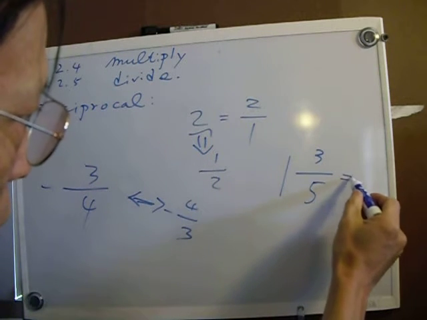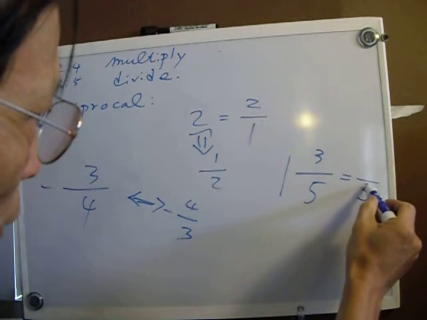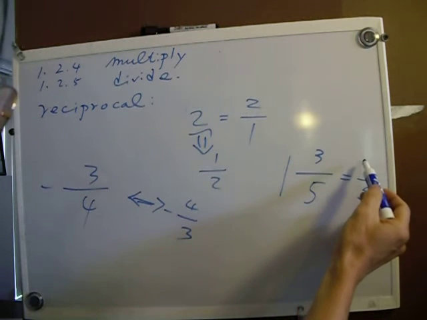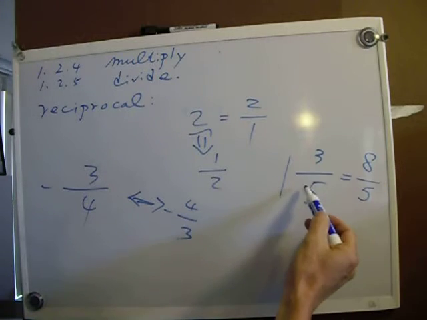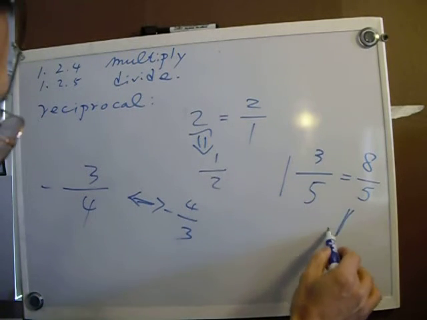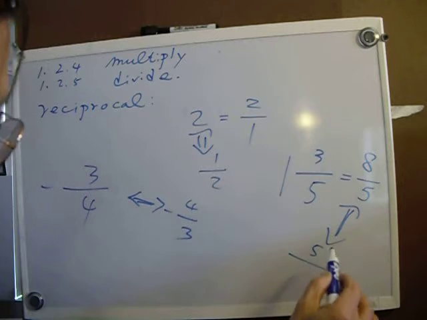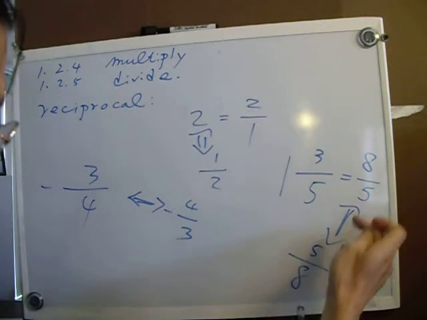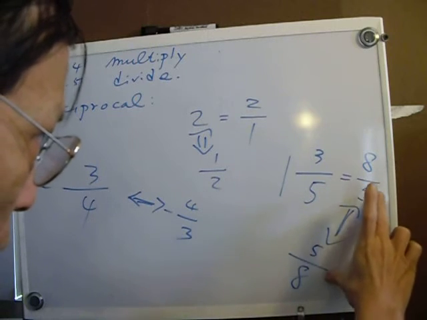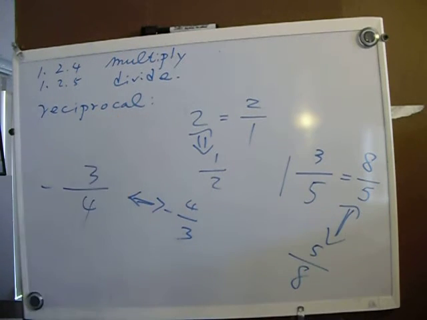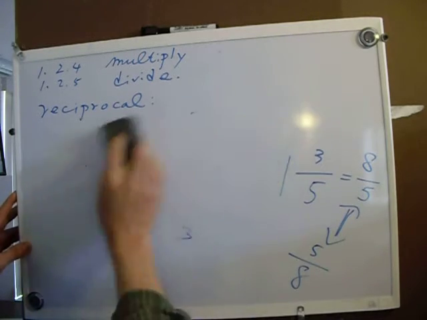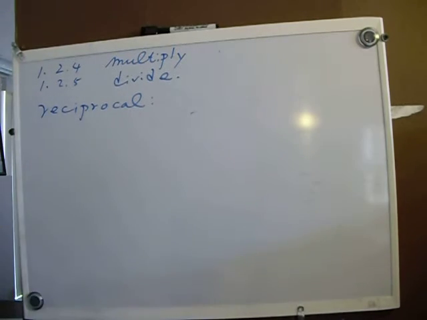How do you change a mixed number into a reciprocal? The first step is to change it into an improper fraction. 1 times 5, add 3, you get 8. That's equivalent to this, so the reciprocal of this fraction is 5 at the top and 8 at the bottom. As you can see, when these two numbers are multiplied, their product is equal to 1. That's what reciprocal means. Once we know the reciprocal, let's get into our multiplication problem and division problem.